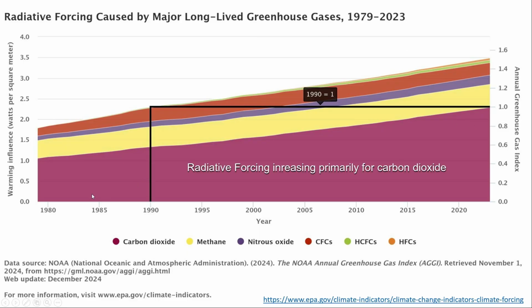And so we can see the radiative forcing for each one is increasing as we go through time. So over here, this is the radiative forcing in units of watts per square meter. And so we can see with the carbon dioxide, which is this lower one here, that's kind of the maroon color, this has gone from 1 watt per square meter up to something like maybe 2.3 watts per square meter. And that's just from the carbon dioxide.